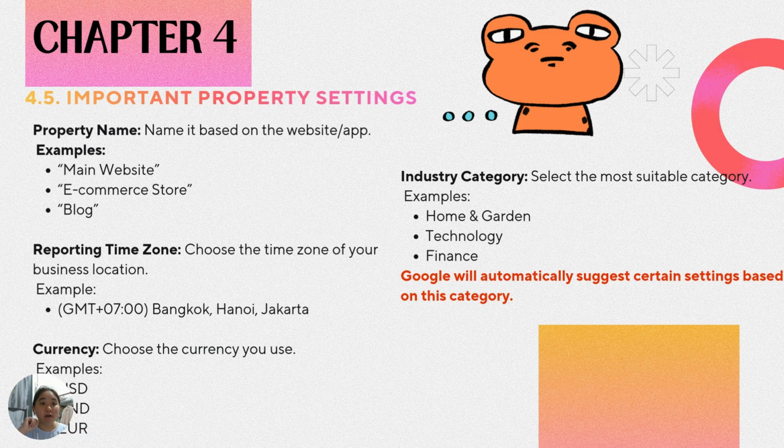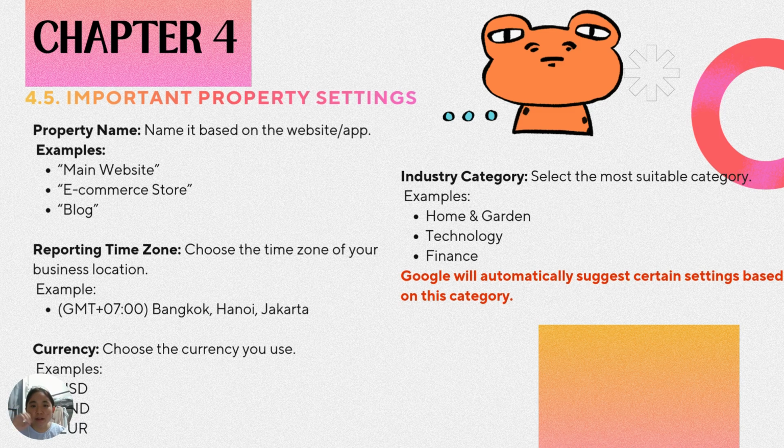Next, the important property settings. First is the property name. The name is based on the website or app, for example, main website, e-commerce store, or blog. Reporting time zone: choose the time zone of your business location, for example, Bangkok, Hanoi, Jakarta. Currency: choose the currency that you use, for example, Vietnamese đồng, USD, or euro.